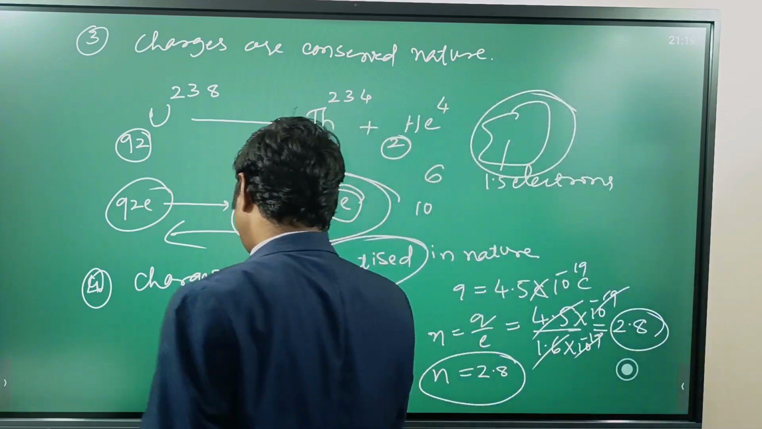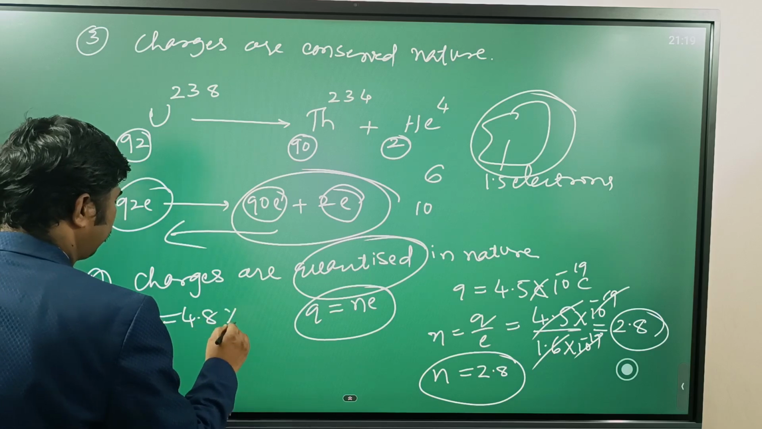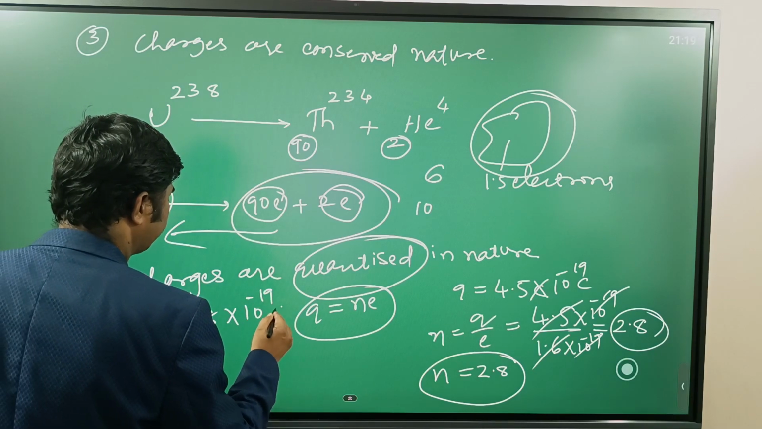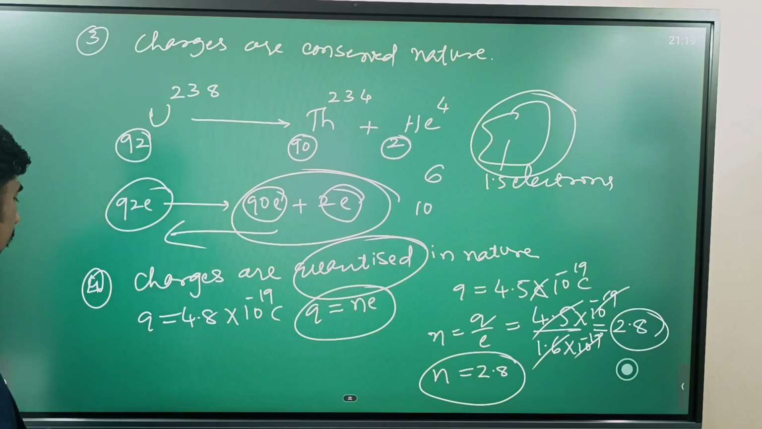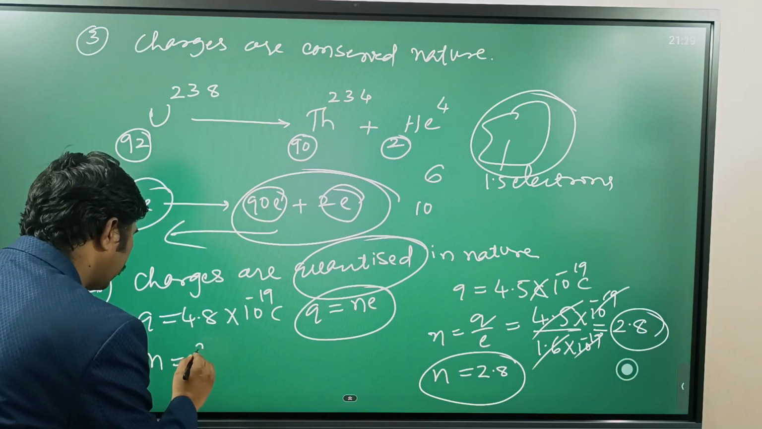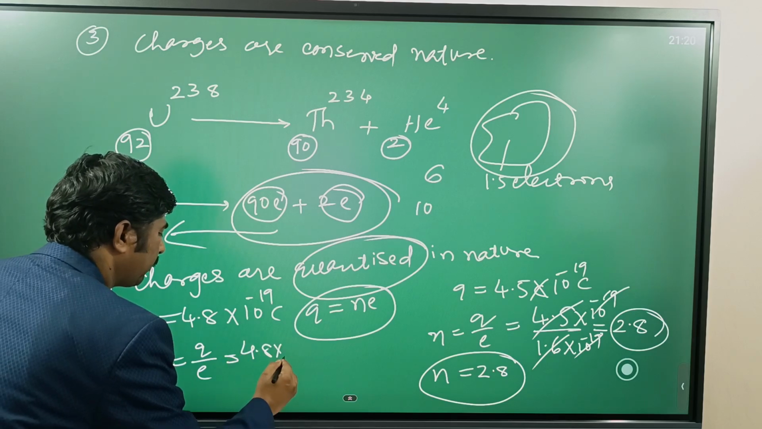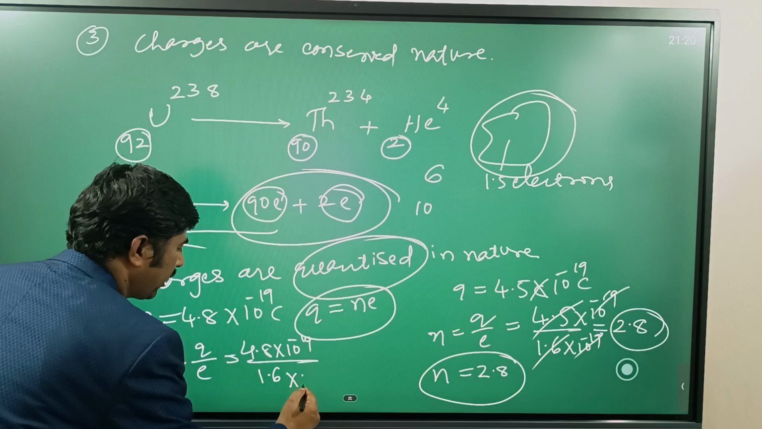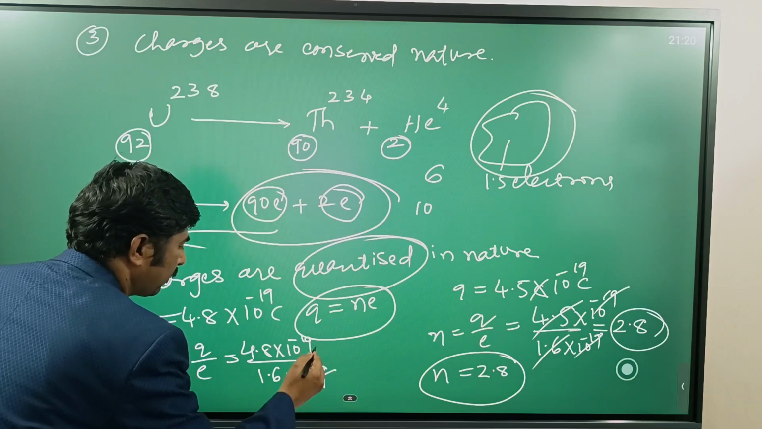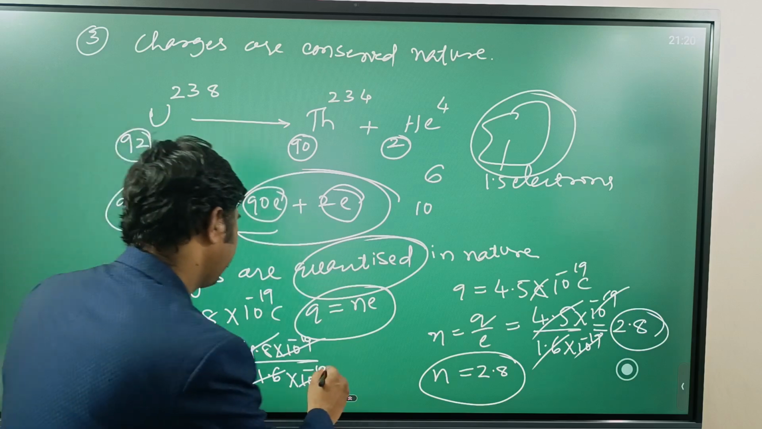Instead of that, take a body having a charge of 4.8 into 10 power minus 19 coulomb. Check whether this body can have such a charge or not. So n is equal to q by e, 4.8 into 10 power minus 19 divided by 1.6 into 10 power minus 19. The 10 power minus 19 cancels, 16 ones are 16, 3s are.